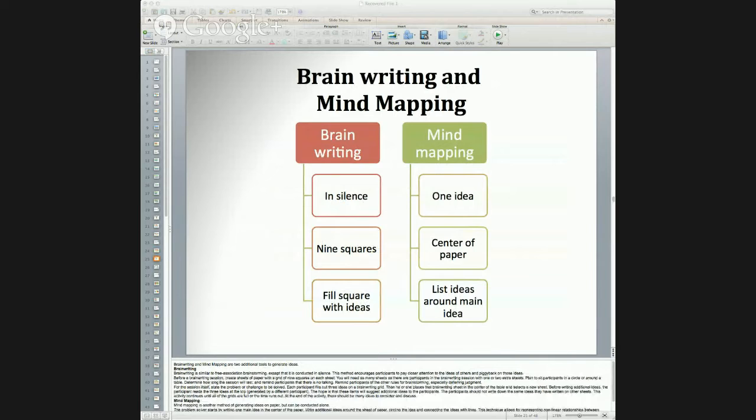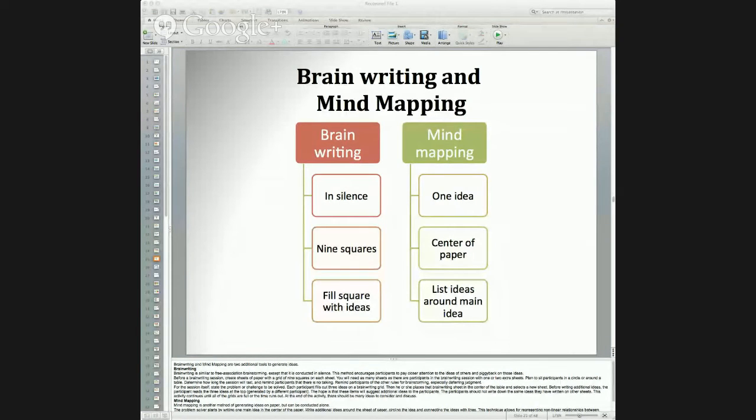Brain writing and mind mapping. Repeat after me: brain writing and mind mapping. They are two additional tools to generate ideas. Brain writing is similar to free association brainstorming, except that it is conducted in silence. This method encourages participants to pay closer attention to the ideas of others and piggyback on those ideas.